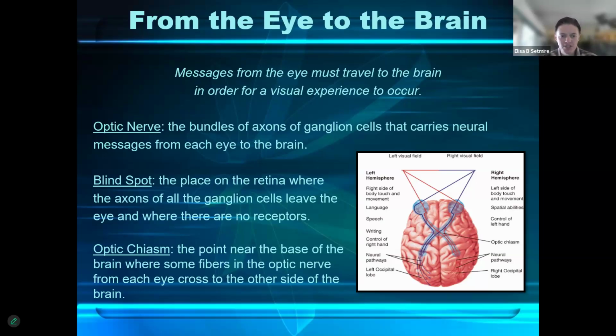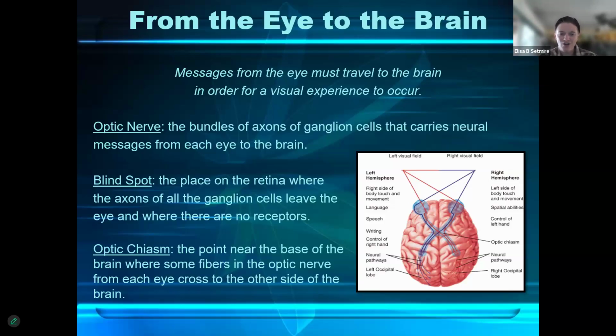We also have something called the optic chiasm. This is the point near the base of the brain where some of the fibers in the optic nerve from each eye are going to cross to the other side of the brain. Now, the messages do cross over, so everything going to the left eye is going to go to the back of the right visual field, and then from the right to the left, everything crosses at this chiasm.